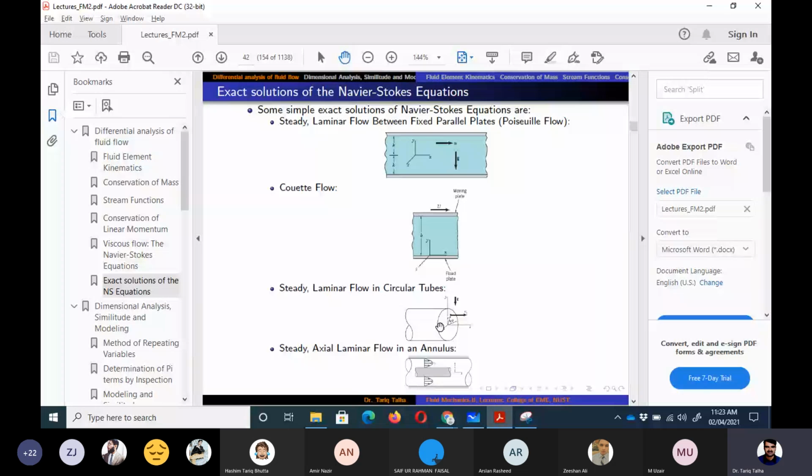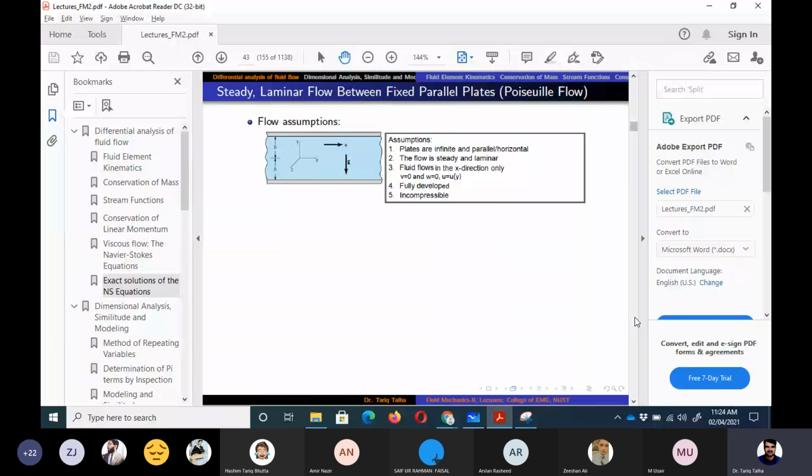So we are going to start how to get the solution for the Navier-Stokes equation for the steady laminar flow between fixed parallel plates, and then we would finish that discussion in the next class, hopefully. So now we are going to consider steady laminar flow between fixed parallel plates. This type of flow is called Poisson flow. The scientist who gave the solution for this type of flow was named Poisson, so that's why we call it Poisson flow. We would only go through the assumptions here, and the rest of the solution we would do in the next class. So let me zoom it a little bit.